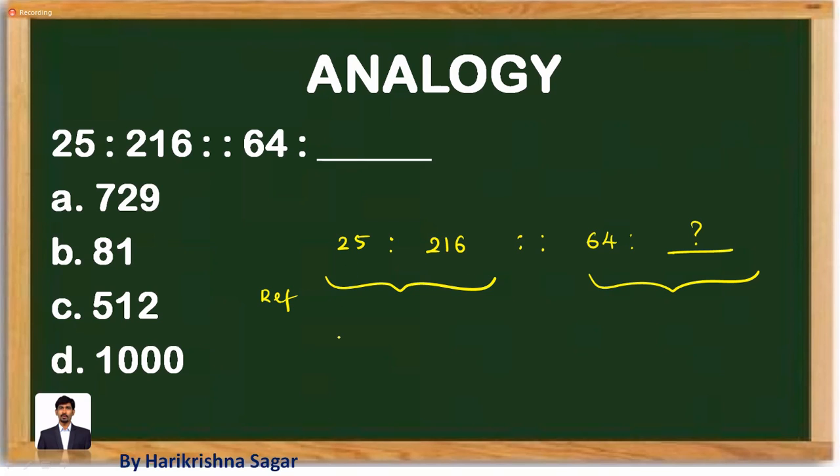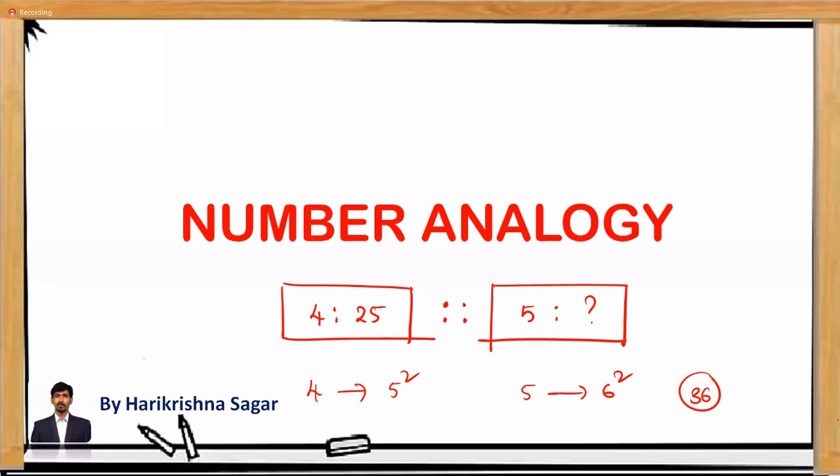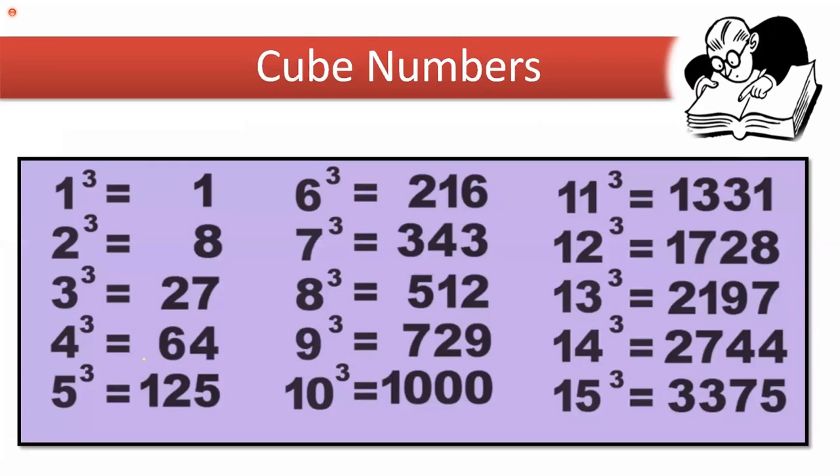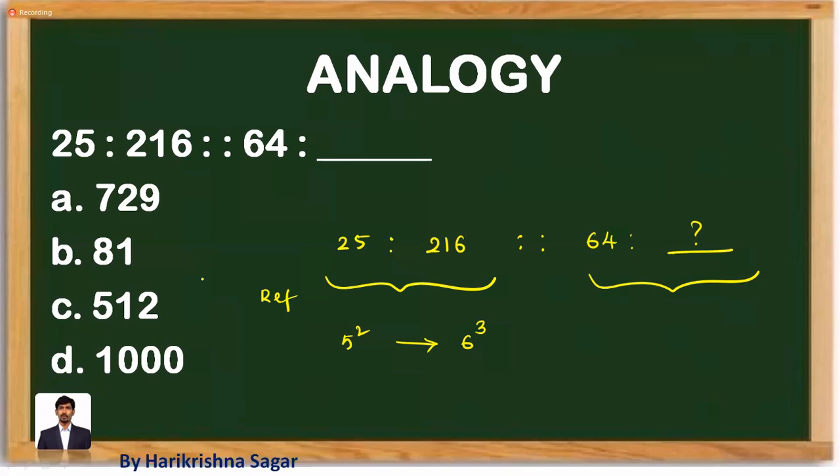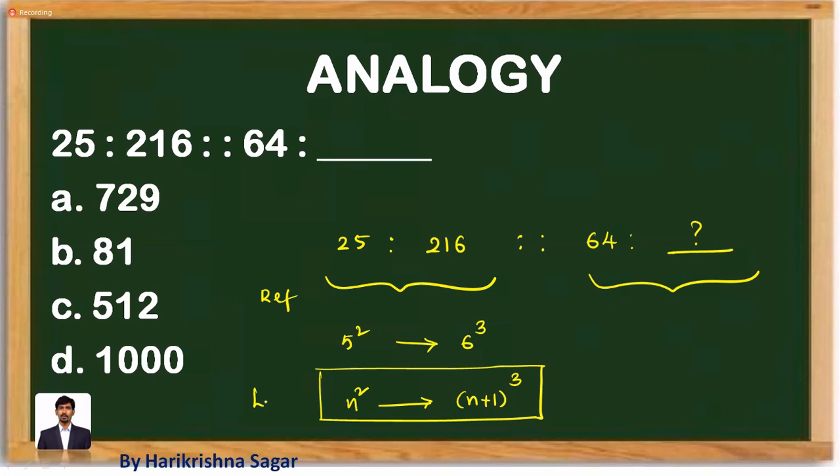What is 25 basically? 25 is 5 square. What is 216? 216 is nothing but 6 cube. If you want to check, you can check the cube numbers which I have shown previously. 6 cube is 216 and 5 square you very well know is 25. So there is a number n square, it turns to be n plus 1 whole cube. This is the logic which is available in the question.